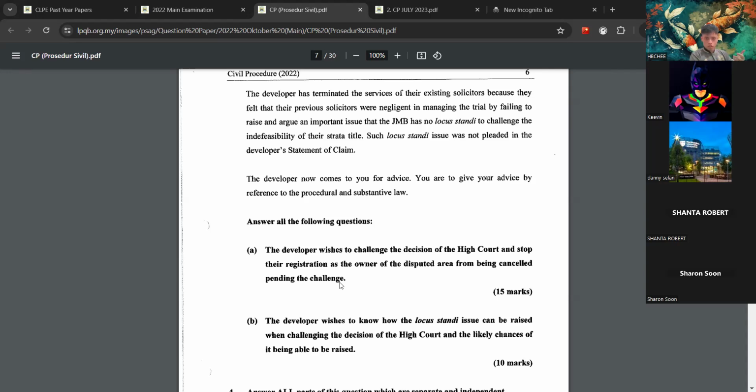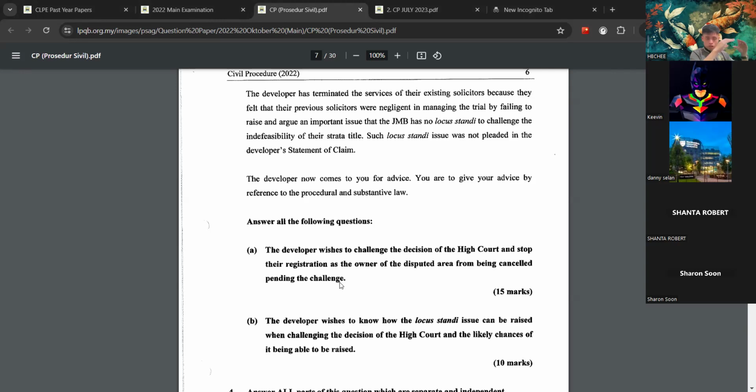Because the first thing is you have to describe what is a stay of execution. And now pending your appeal to the Court of Appeal, you have to quote the correct section in your answer, telling pursuant to which particular section, this is the section for the stay of execution.